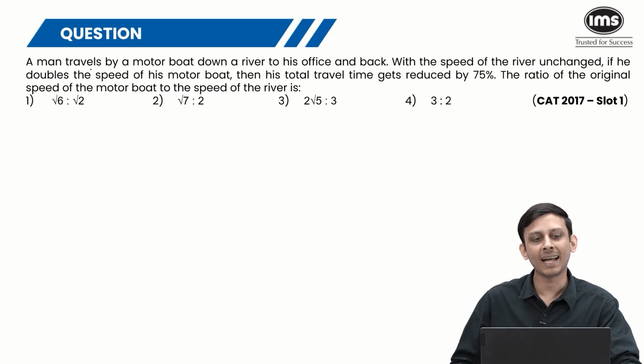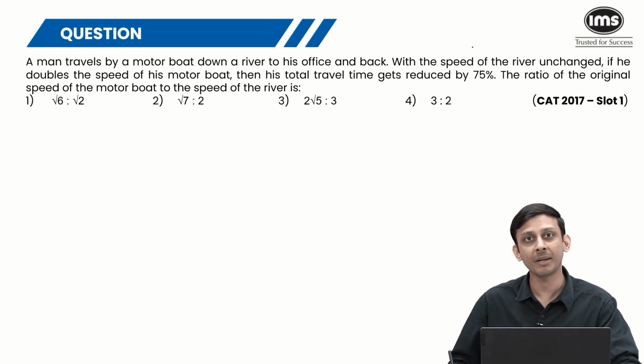So here we have a man traveling by a motorboat down a river to his office and back. He's going to the office and coming back, so downstream and upstream. With the speed of the river unchanged, if he doubles the speed of the motorboat, total travel time gets reduced by 75%. The ratio of the original speed of the motorboat to the speed of the river is what?